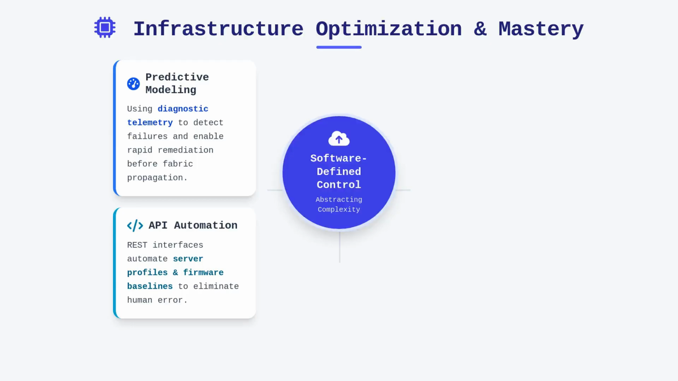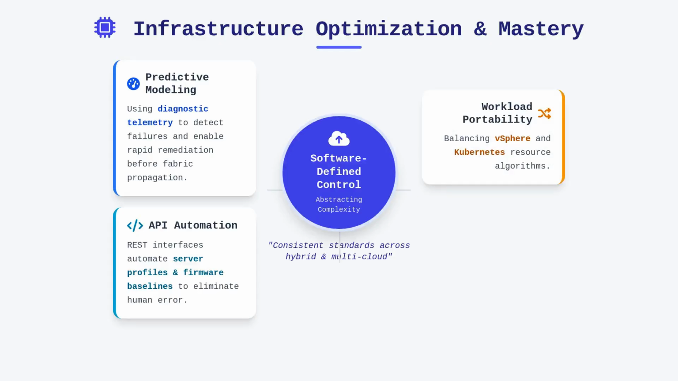This integration is what makes software-defined control mechanisms so powerful. They abstract away the underlying complexity, allowing administrators to enforce deployment standards across hybrid and multi-cloud environments consistently. When you consider the resource algorithms required for efficient workload portability between vSphere environments and containerized Kubernetes clusters, you begin to see the architecture as a set of constraints that must be balanced for optimal performance.